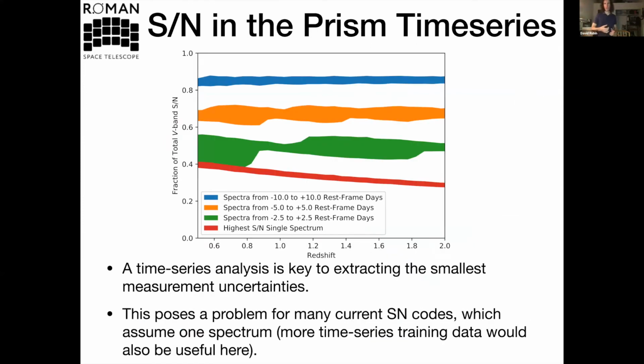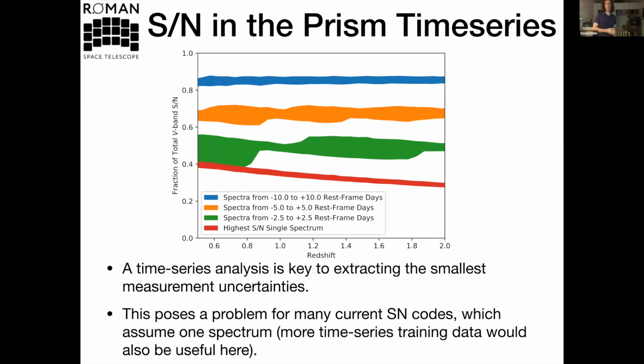So this is another way to look at the time series. So this is looking at how much of your signal to noise you get in different rest frame phase windows. So the highest signal to noise spectrum has about 1/3 of your signal to noise, the whole time series. And that declines with redshift because your supernova lasts longer in the observer frame. And so if you're just picking out one spectrum, you're getting less and less information out of that single spectrum compared to the time series.